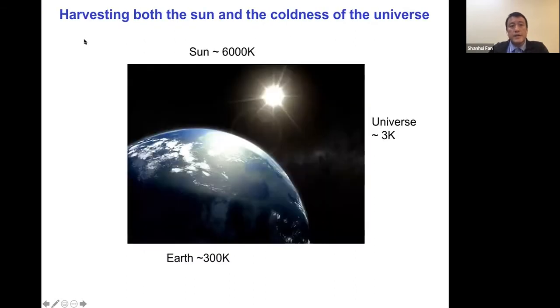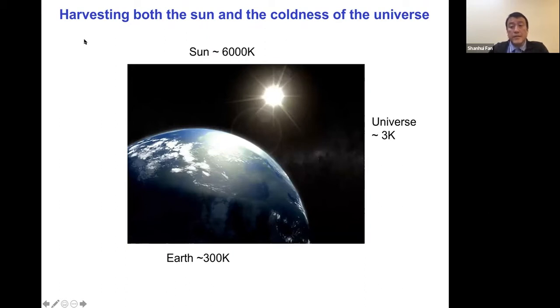So I would like to talk a bit about nanophotonic control of thermal radiation. As a brief introduction, the control of thermal radiation is fundamentally important because thermal radiation provides access to some of the most important thermodynamic resources that are available to humankind. And this includes the sun, our primary energy source, as well as the coldness of the universe, the ideal heat sink that you can find for renewable energy.